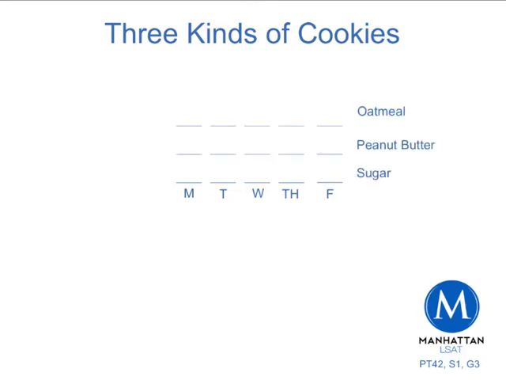If we use a game board like this, now we can track oatmeal cookies in one row, peanut butter cookies in another, and sugar cookies in a last. And we can even put out our characters that we're going to order.